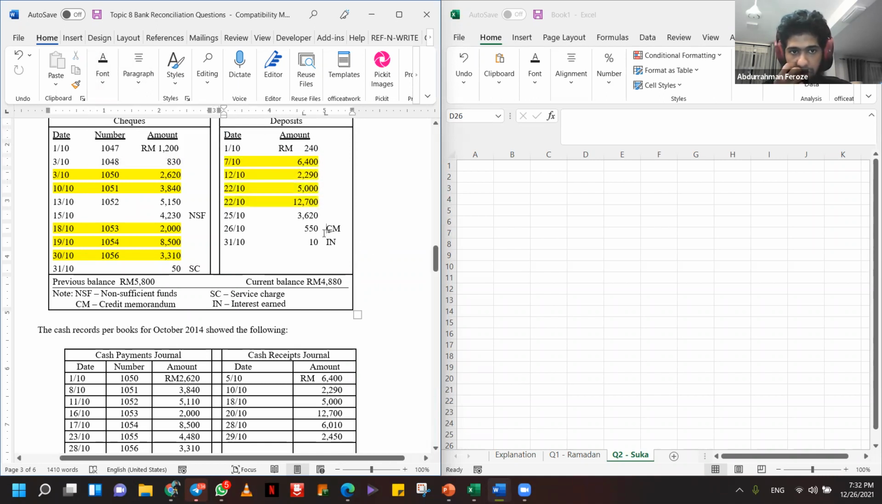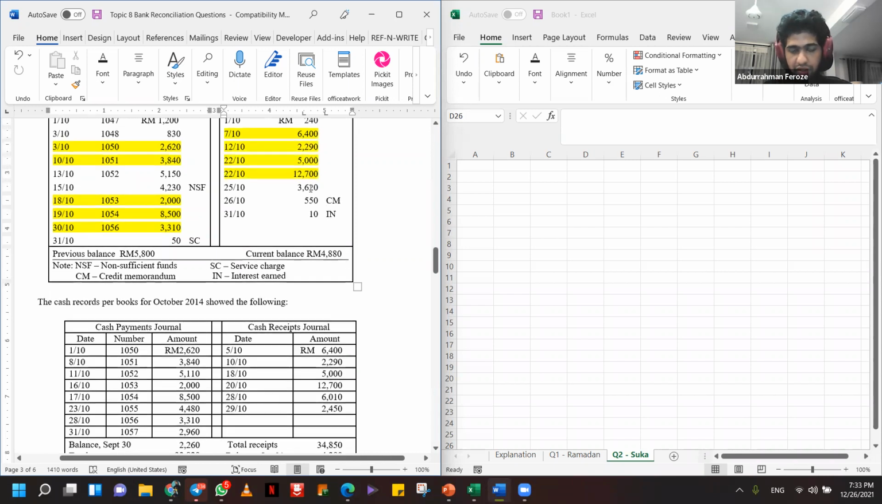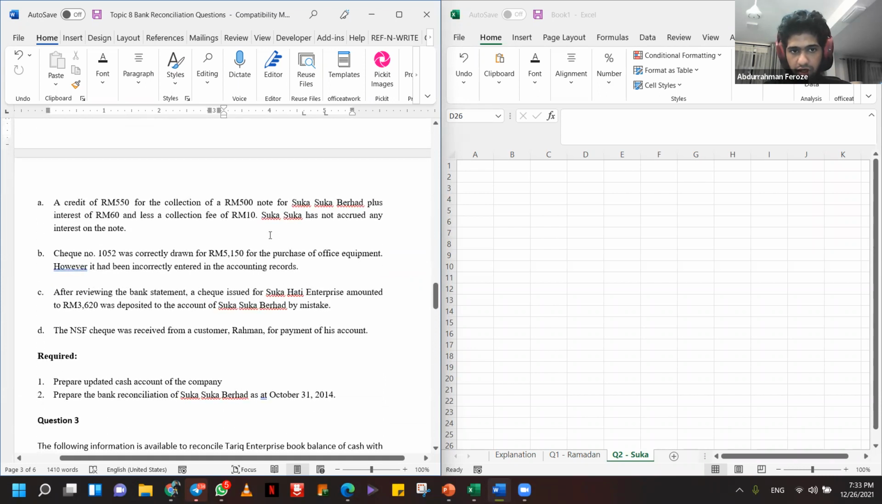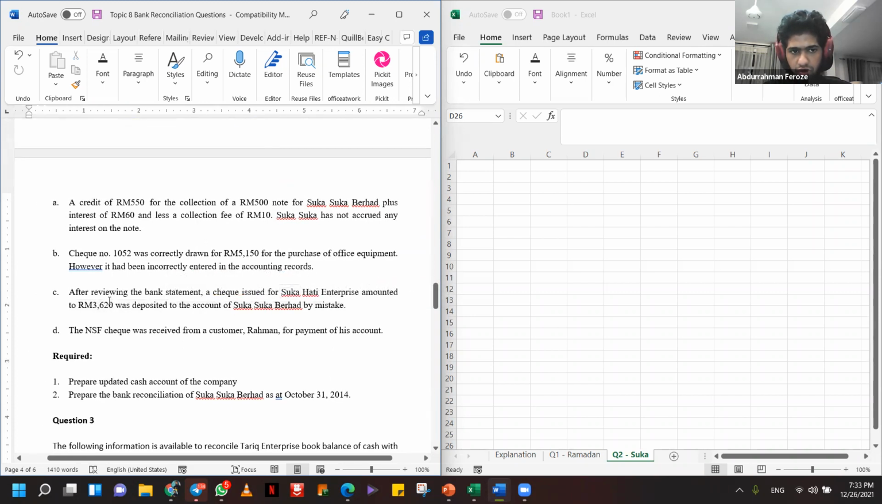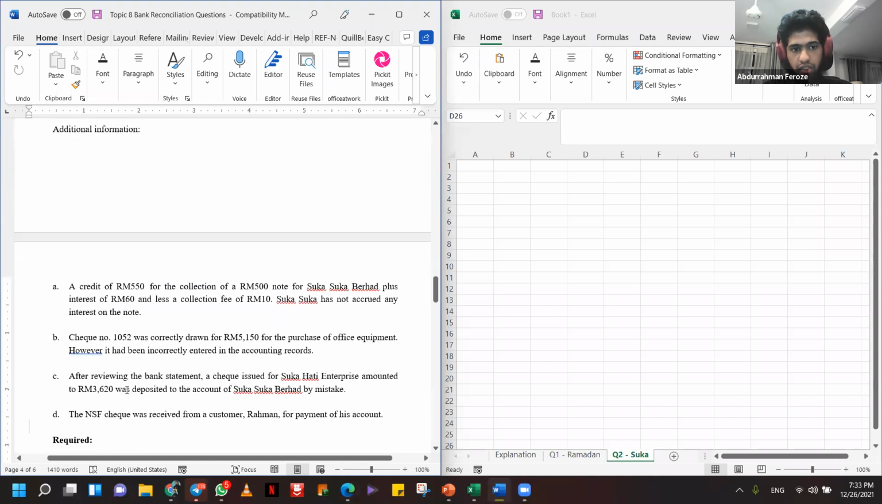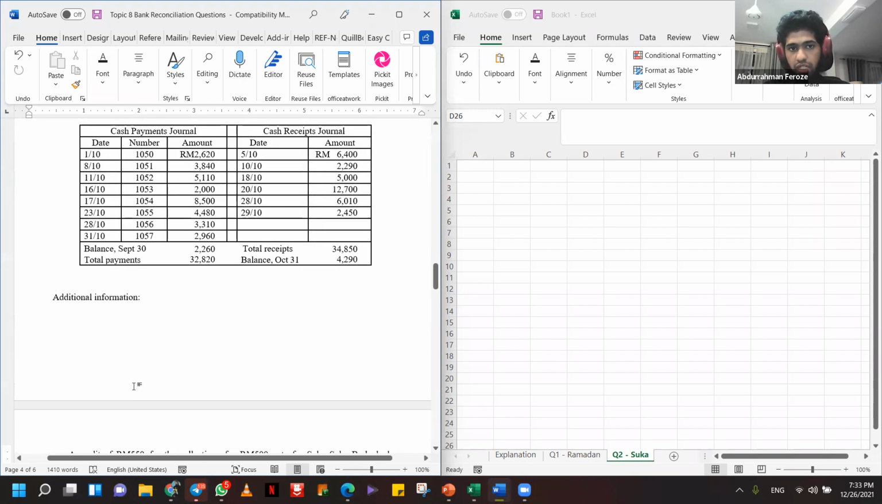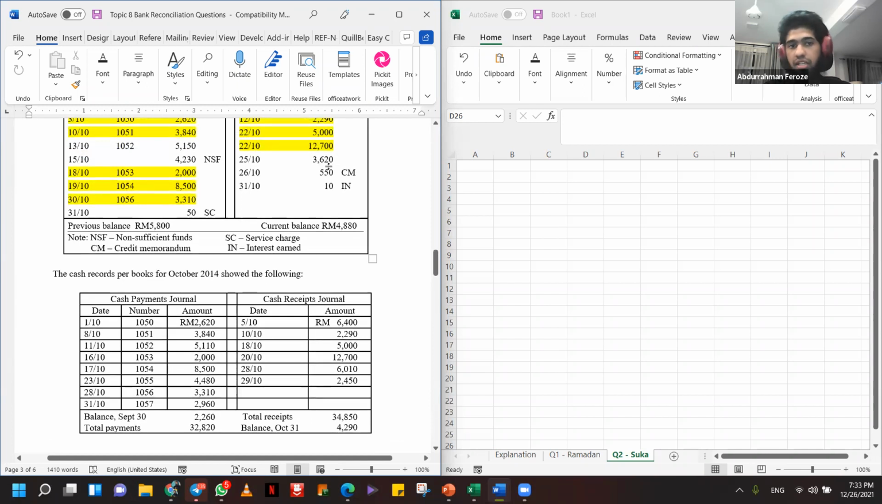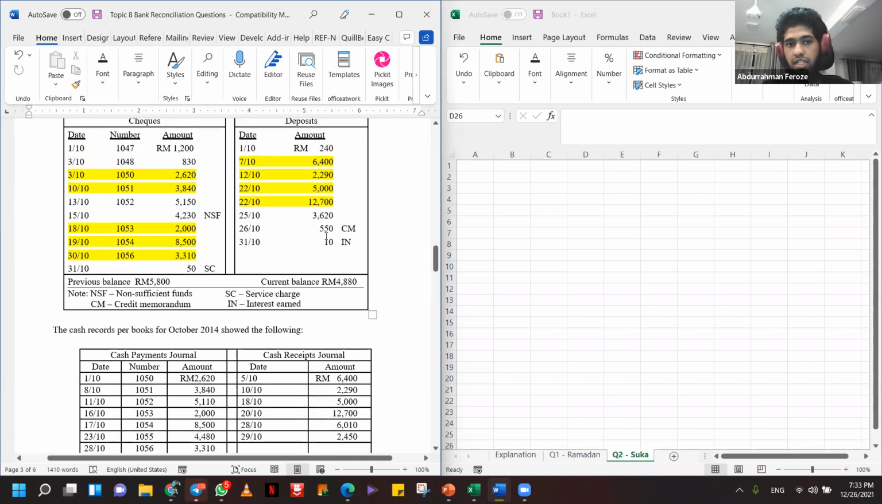All right. And then on 5th October, you have this 3,620 value, right? This was the error. If you remember over here, they talk about the error. This error. Okay. This is a bank error. We need to work on it. But because it's a bank error, we will not show it on the adjusted cash balance. Of course, we would show it when doing the bank reconciliation, right? But we'll leave it there for now.